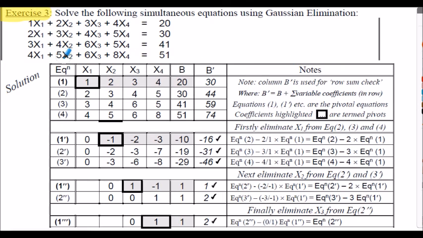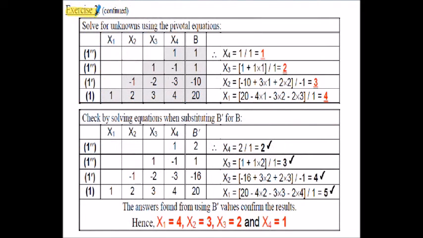Exercise 3 has 4 simultaneous equations with 4 unknowns x1, x2, x3 and x4. So we have to generate 4 pivotal equations, 1, 1 dash, 1 double dash and 1 triple dash. I'll let you review this solution at your own pace. Exercise 3 continued. We've worked out the values. X4 is 1, X3 is 2, X2 is 3 and X1 is 4.